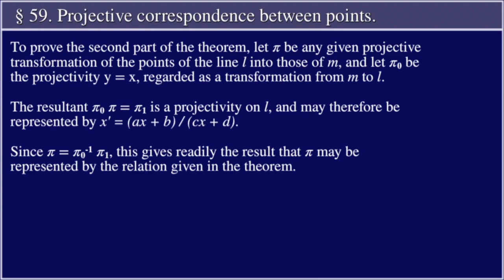To prove the second part of the theorem, let pi be any given projective transformation of the points of the line L into those of M, and let pi sub 0 be the projectivity y equals x regarded as a transformation from M to L. The resultant pi 0 pi equals pi 1 is a projectivity on L, and may therefore be represented by x prime equals the quantity ax plus b divided by the quantity cx plus d. Since pi is equal to the inverse of pi sub 0 times pi sub 1, this gives readily the result that pi may be represented by the relation given in the theorem.